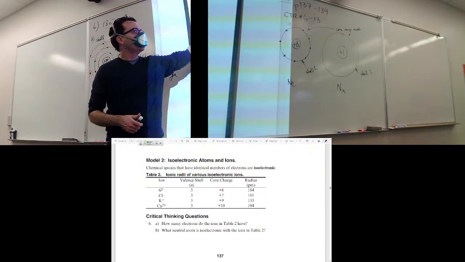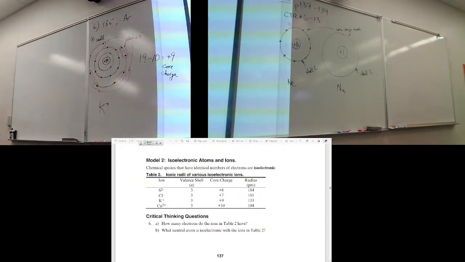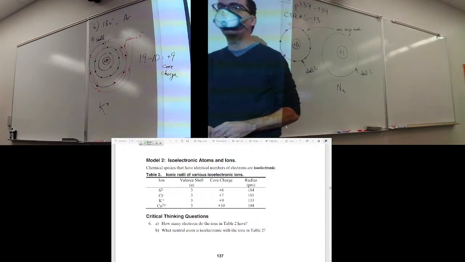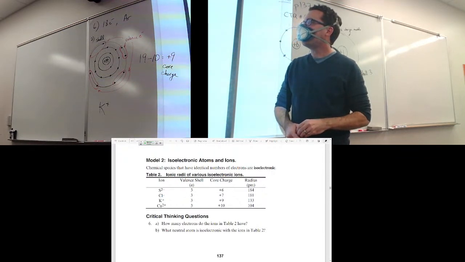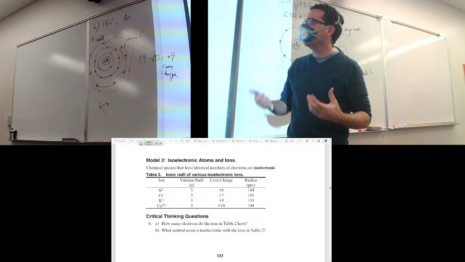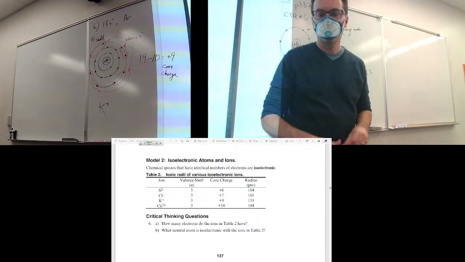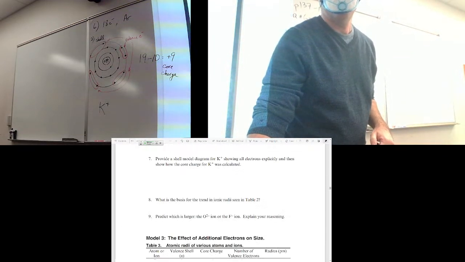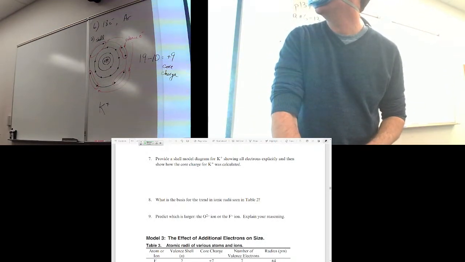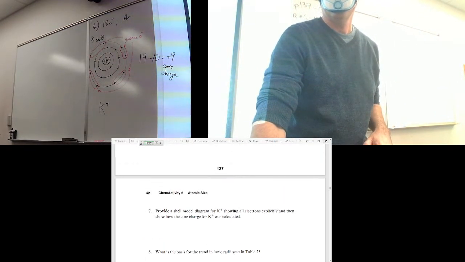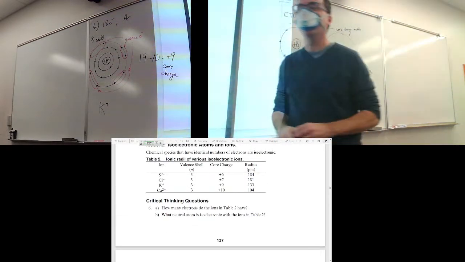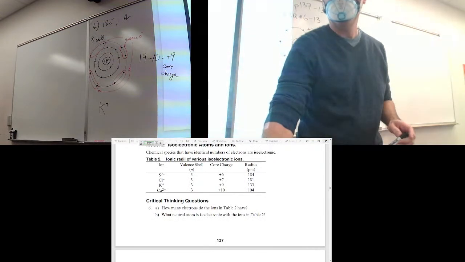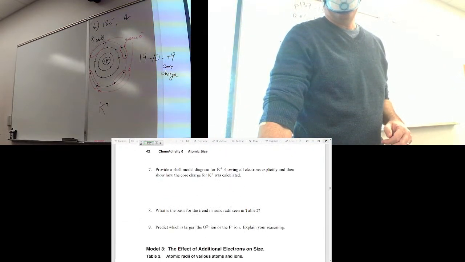So fluoride, F minus, should be smaller than O2 minus. Why? Because F minus should have a +7 core charge, if I'm thinking about this right. And O2 minus should have a +6 core charge. So, which is bigger? The O2 minus should be bigger, for the same reason the S2 minus is bigger. Okay. All right.